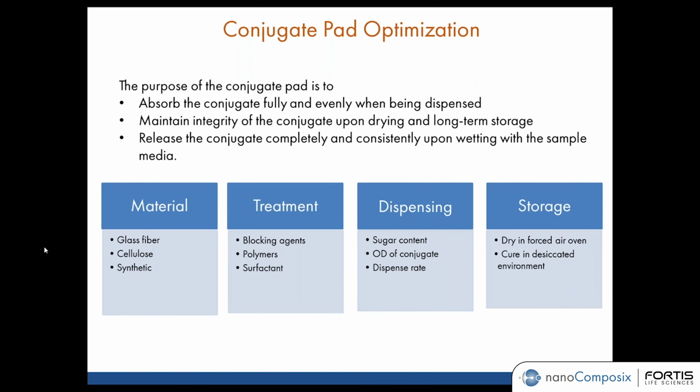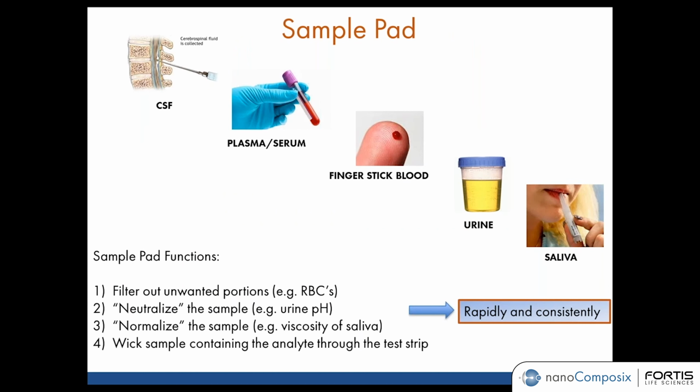The next topic that we're going to talk about is the sample pad. The sample pad is the first point of contact between the sample and the test strip, and it's critical for delivering the sample of interest to the reagents in the strip. This slide shows a small subset of the various types of fluid that can be used on a lateral flow assay. The biological fluids here are shown in a gradient of the difficulty of sample collection, starting with CSF to venous blood collection, fingerstick blood, urine, and saliva.